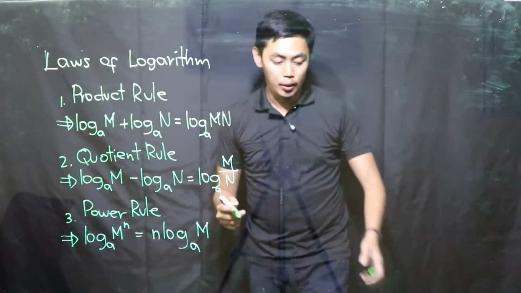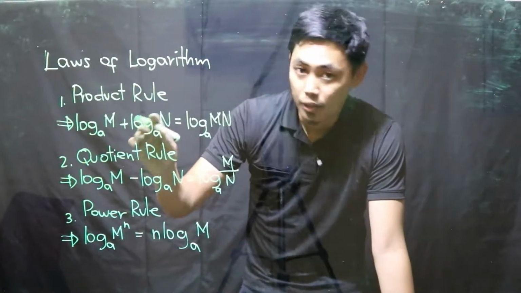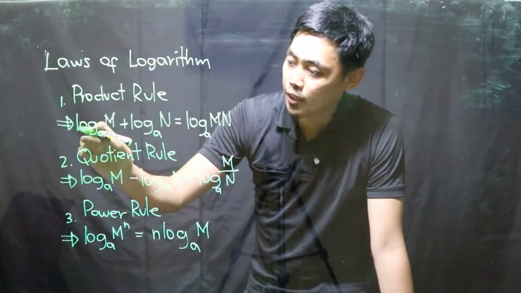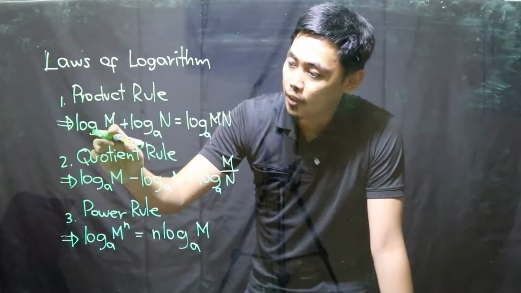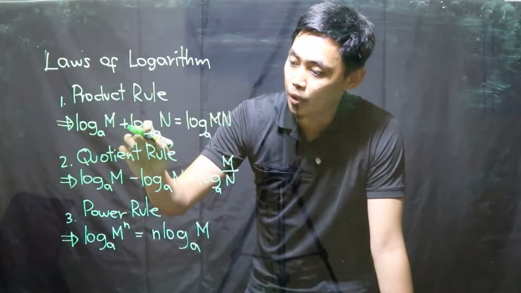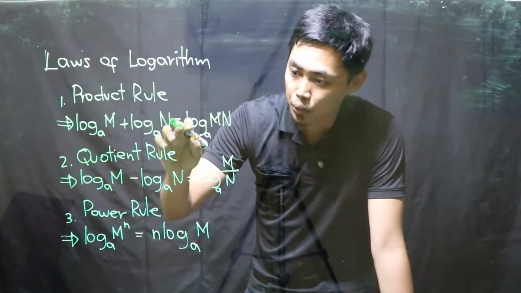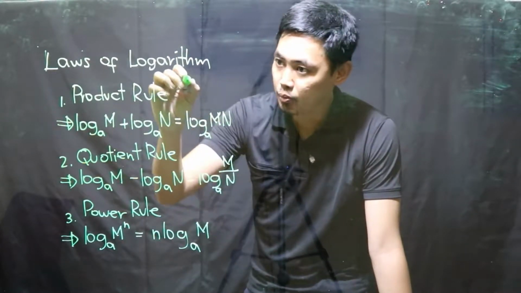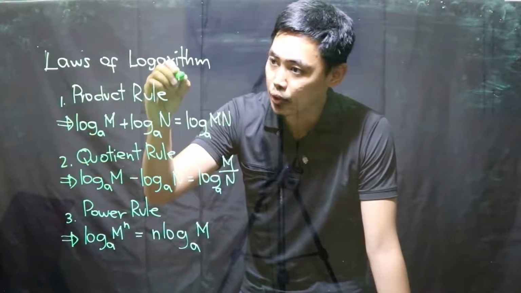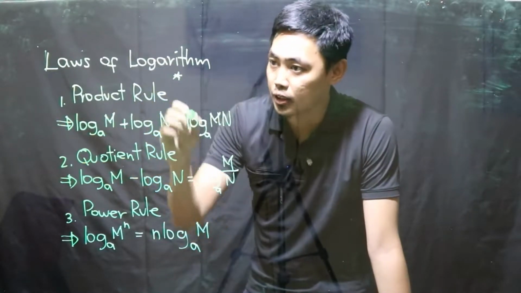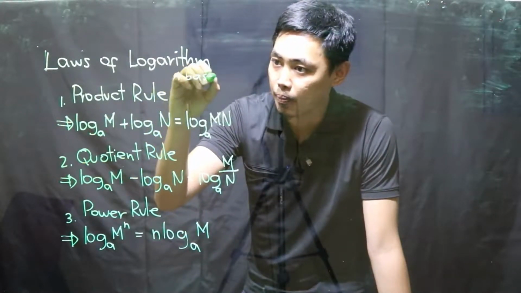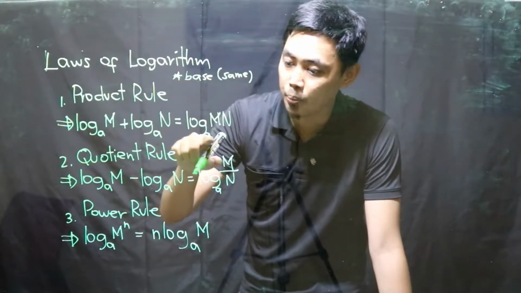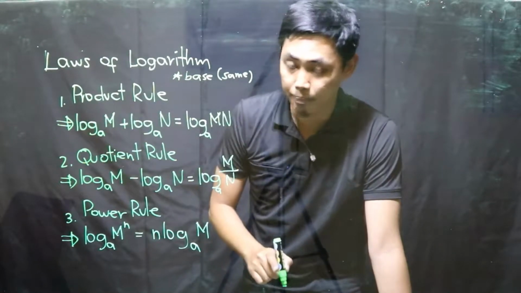Alright? So, first, the product rule. This is logarithm of base a of m plus logarithm of base a of n is equal to logarithm of base a of mn. So, the first thing that you will need to put in your mind is this: they have the same base, okay?